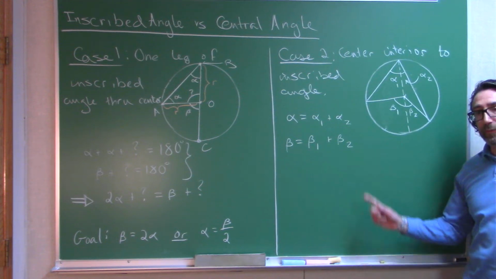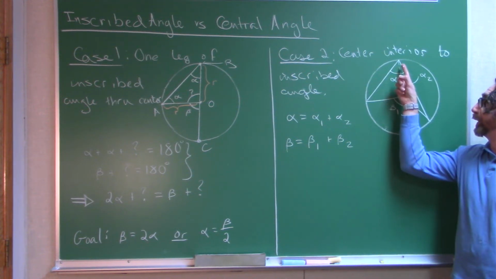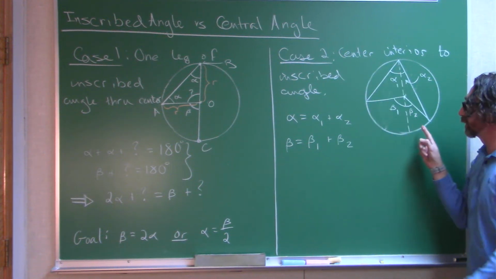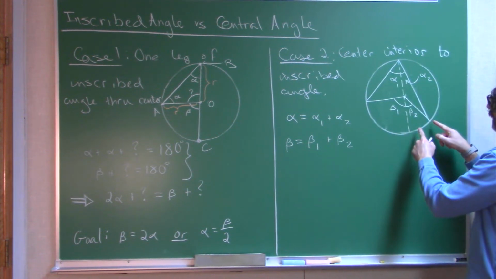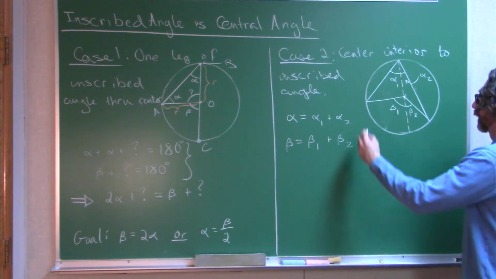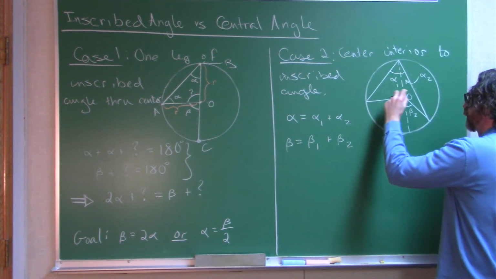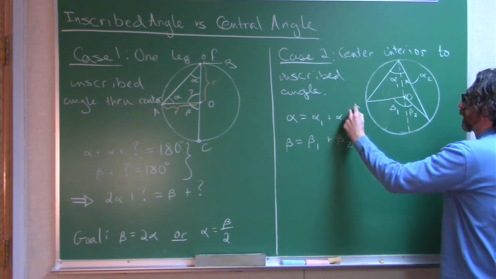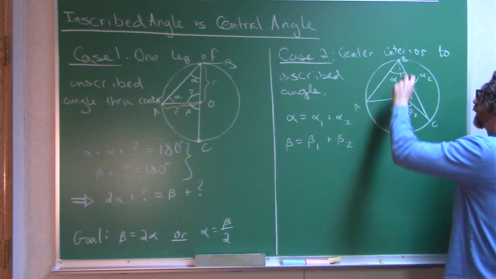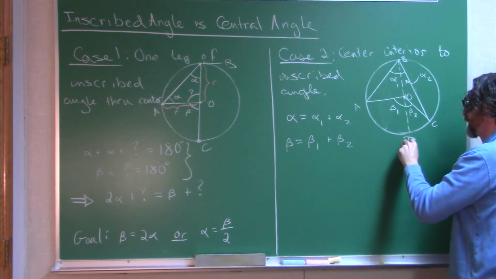Now, we were very strategic in adding the segment this way, because if I look at this angle, let me add some points again. So the center of the circle, we'll call that O, that's A, that's B, that's C, we'll call this D.